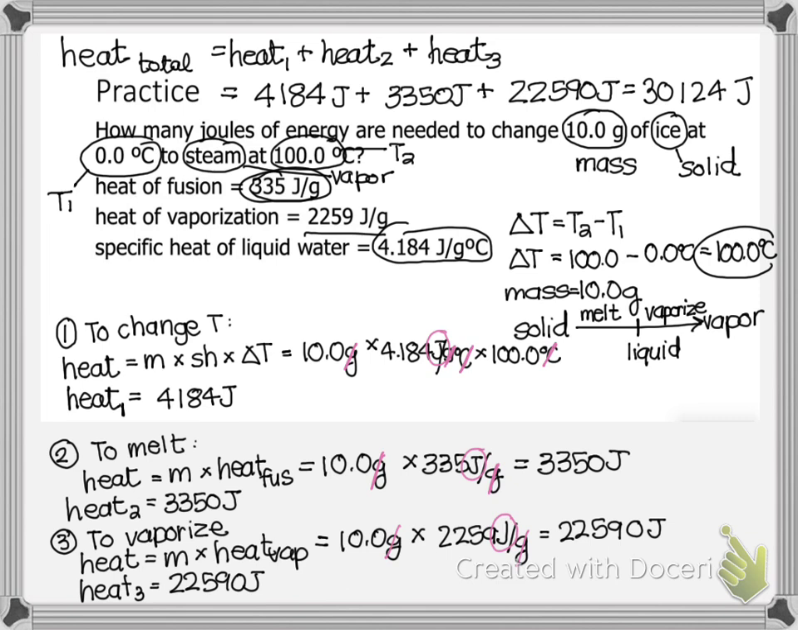steam at 100 degrees. Now, if I'm thinking of significant figures, I feel like 3 significant figures, just looking at what I was given. I see that I have the 10 grams, that's 3. The temperature change is 4 significant figures. The heat of fusion has only 3, this has 4, and this has 4. So I feel like 3 would be appropriate. So I could either write 30100 joules or 3.01 times 10 to the 4th joules. That would be my final answer.